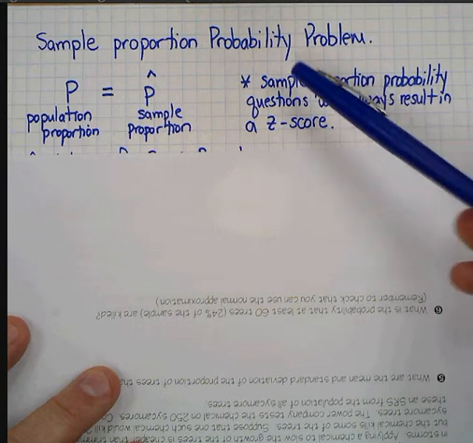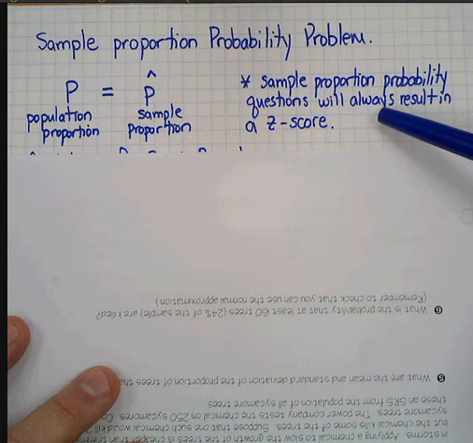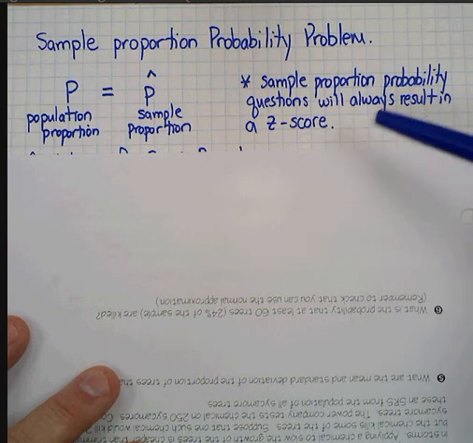Whenever you're doing a sample proportion question, the sample proportion probability questions will always be answered using z-scores. So you're going to be using the z-table. It doesn't matter about standard; it's a sample proportion, so it's going to be a z-score.